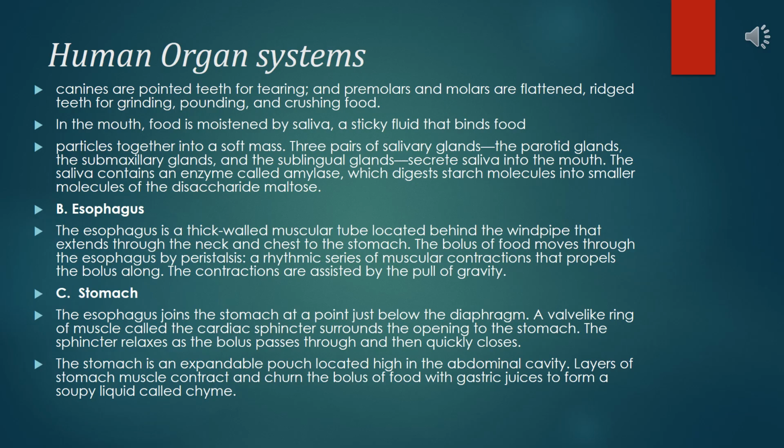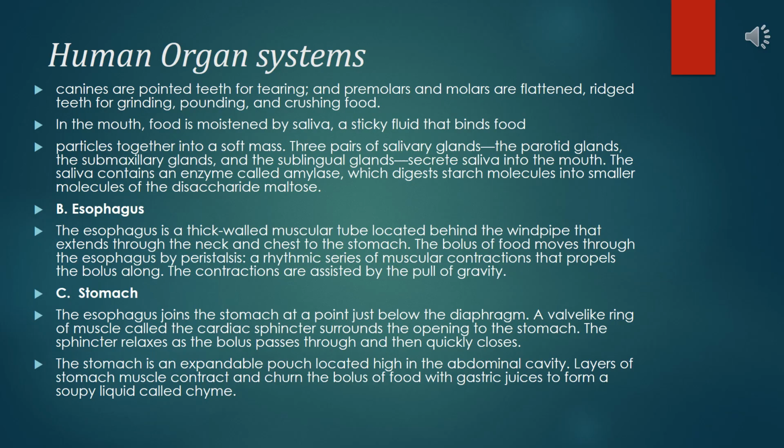Esophagus. The esophagus is a thick walled muscular tube located behind the windpipe that extends through the neck and chest to the stomach. The bolus of food moves through the esophagus by peristalsis, or a rhythmic series of muscular contractions that propels the bolus along. The contractions are assisted by the pull of gravity.